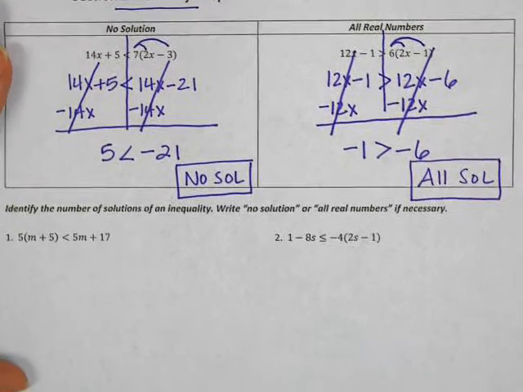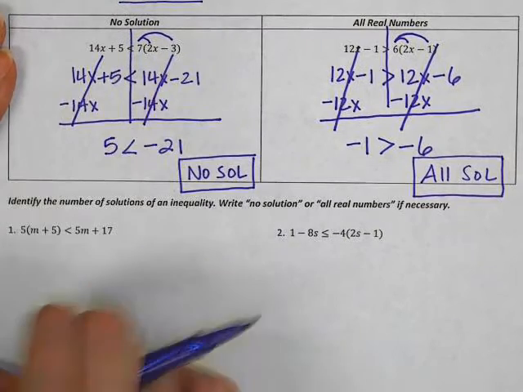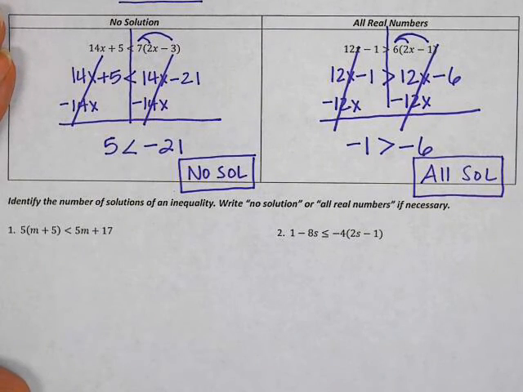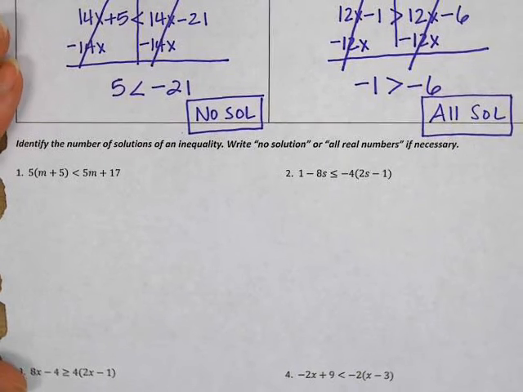Okay, so these aren't too bad. If the x is canceled, just see if what's left is true or false. If it's false, it's no solution. If it's true, it's all solutions. All right, so let's just try two more of those if you guys want.